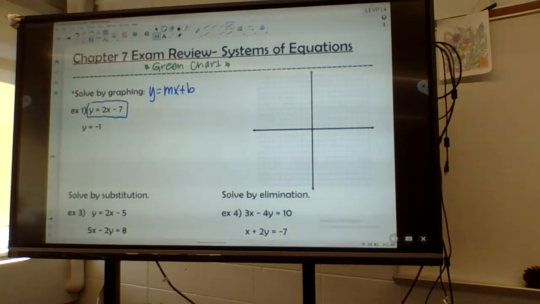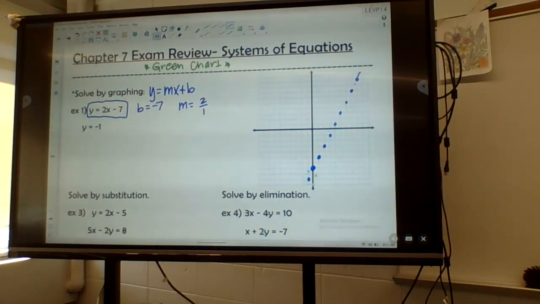This first equation, I'm going to begin at b, which is -7. So I'm going to put a dot at -7. And then my slope is 2 over 1. So I'm going to go up 2 and over 1. And this is why we review, because you're probably like, oh my gosh, I forgot we did this because it was January. So there's our first line.